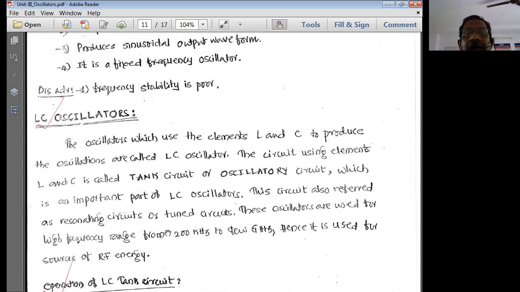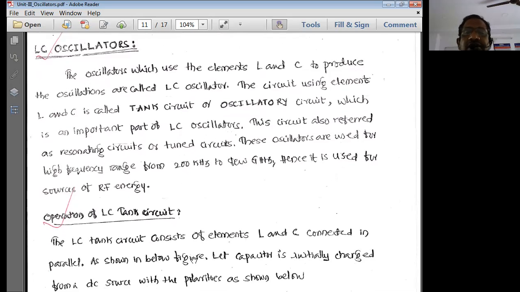Now the principle of operation of LC is based on the tank circuit. If you connect L and C in parallel to each other, that is simply called a tank circuit configuration. So LC oscillators work on the principle of the tank circuit. The circuit using the elements L and C can be called a tank circuit, which is an important part in the case of LC oscillators. This circuit can also be referred to as a resonating circuit or a tuned circuit.